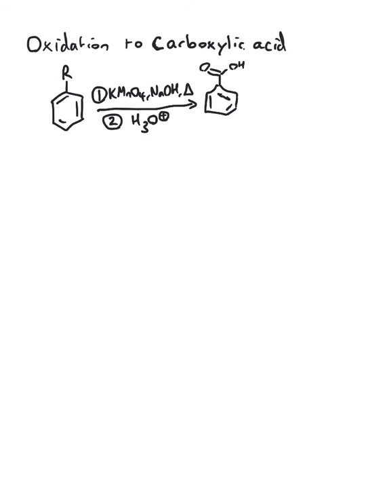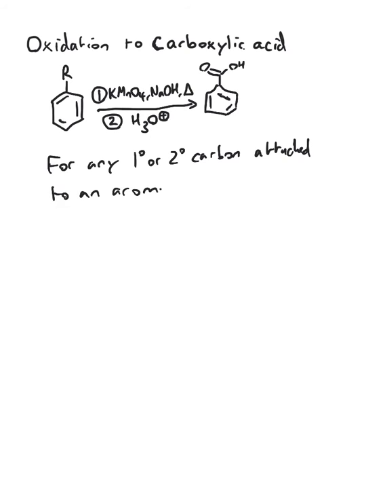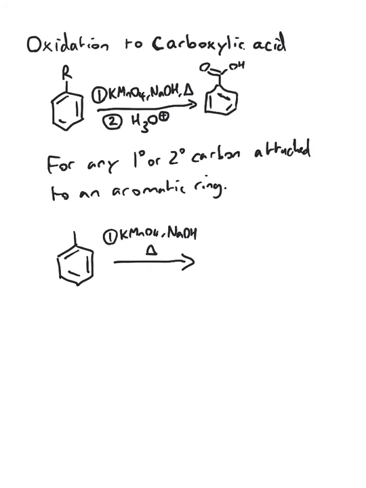So this works for any primary or secondary carbon attached to an aromatic ring. So for example, if we take toluene, we can subject it under these conditions. KMnO4, NaOH, and heat followed by an acid wash will give us a carboxylic acid. So we can convert toluene into benzoic acid.